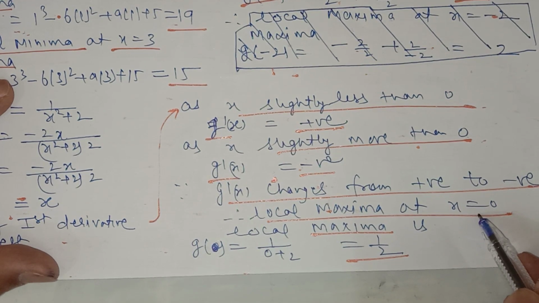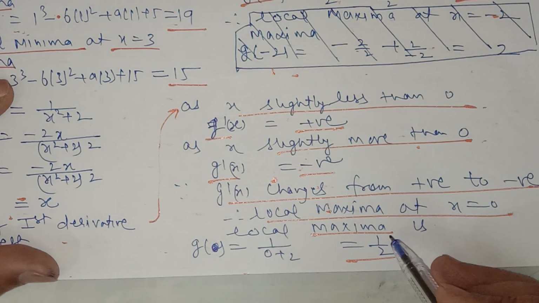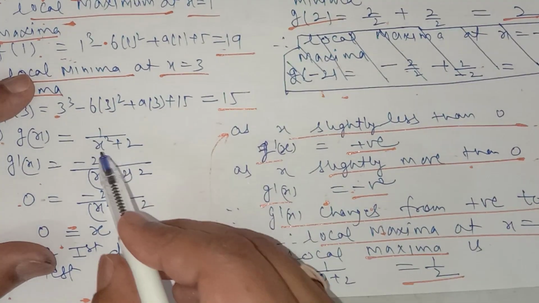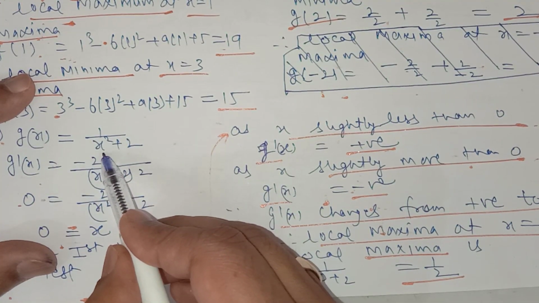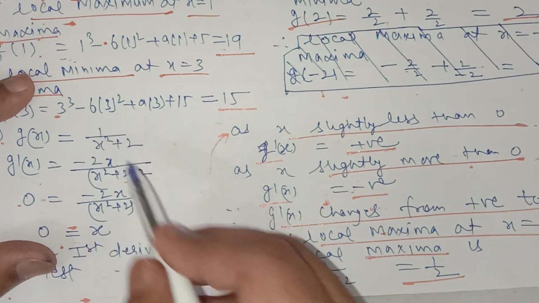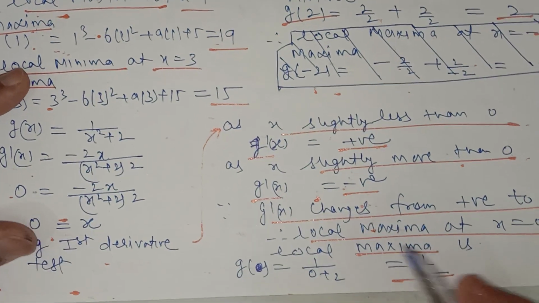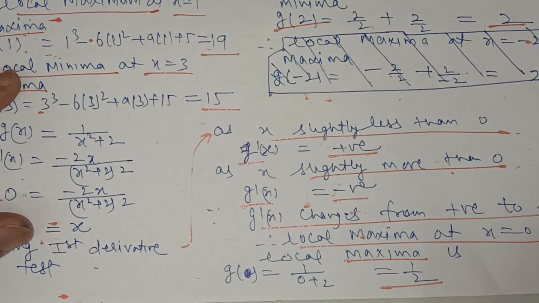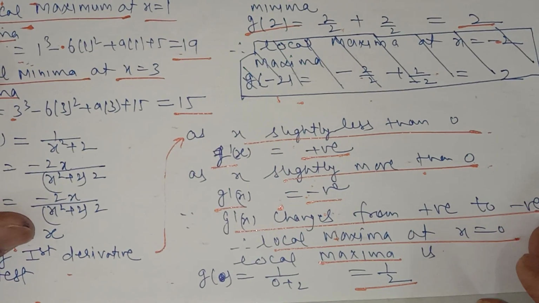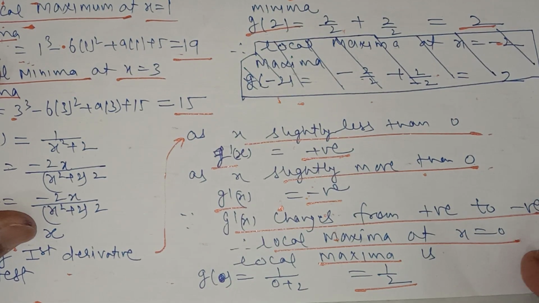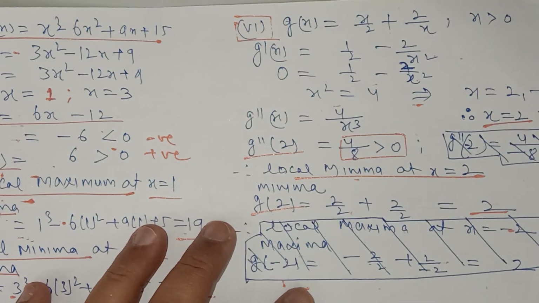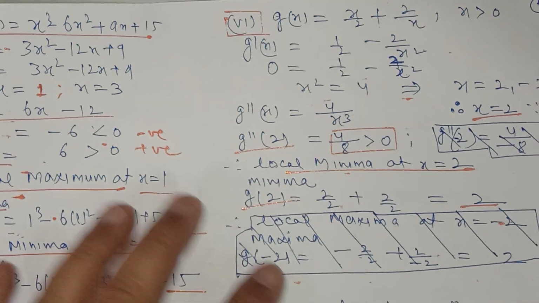So this function has local maxima at x is equal to 0, and the local maximum value will be obtained by putting x is equal to 0 in the original function, which comes out to be half. Because the first derivative sign is changing from positive to negative, we have the local maxima at this critical point 0. So this is the method to find local maxima or minima by using the first derivative test.